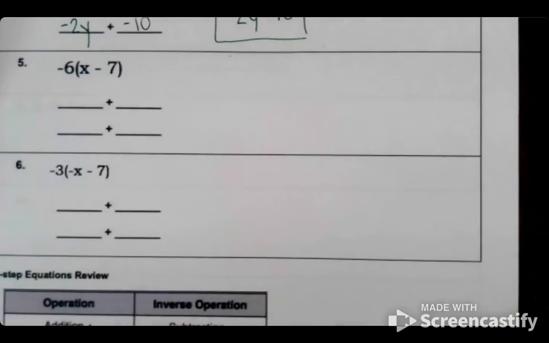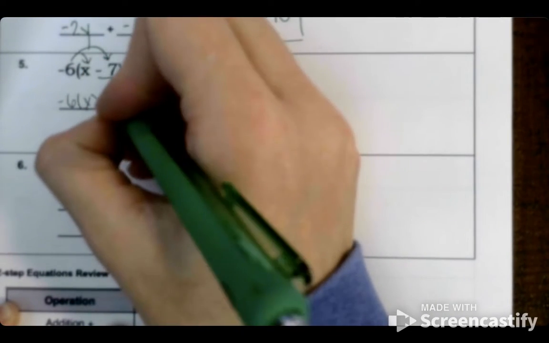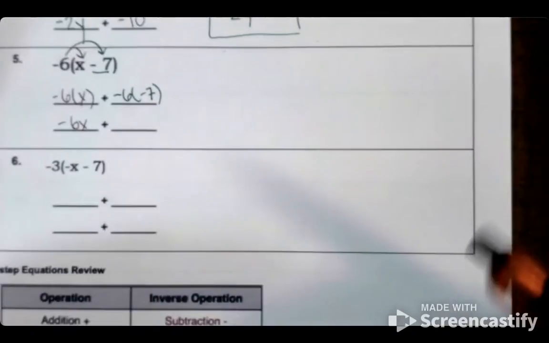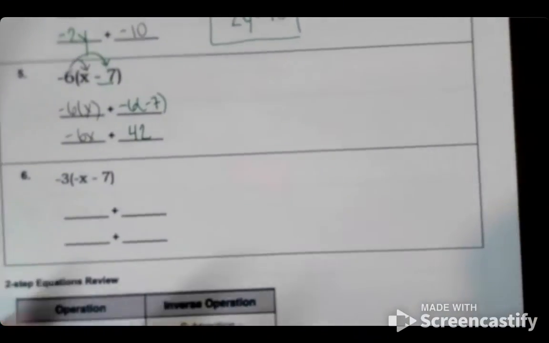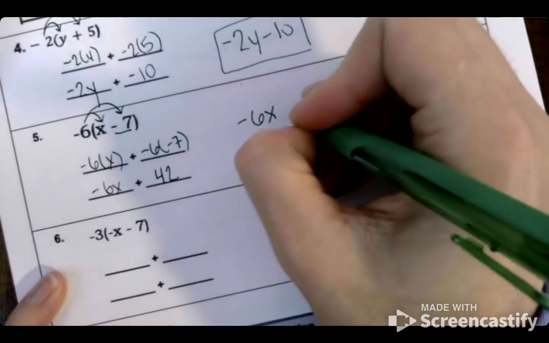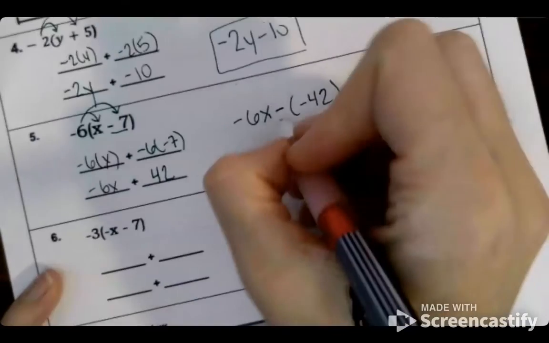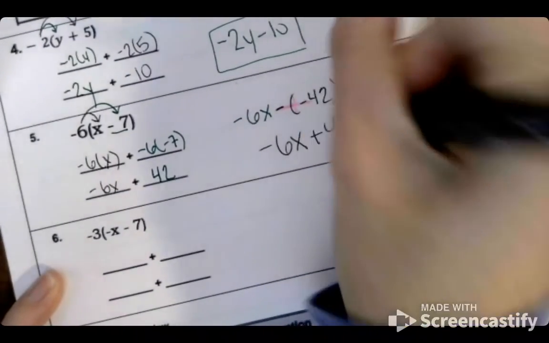Welcome back. So if you were stuck, we should have had -6 times x. And then you also should have had -6 times -7. All right. So this would just be -6x. -6 times -7 is +42. And if you were the person who wrote -6x and then you did minus -42, that would still become a big old plus sign. So this would be -6x plus 42 still.